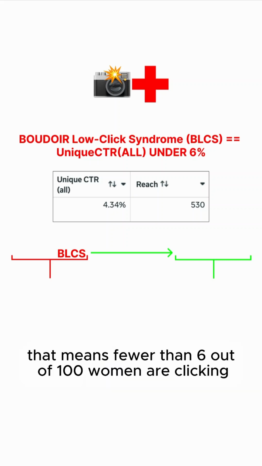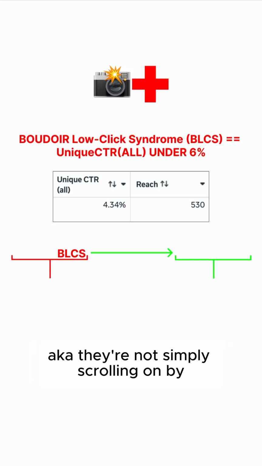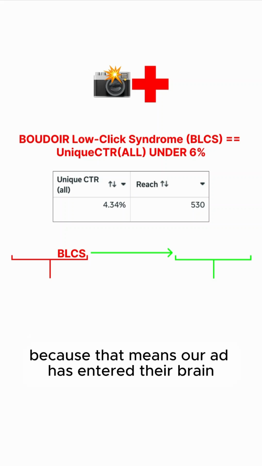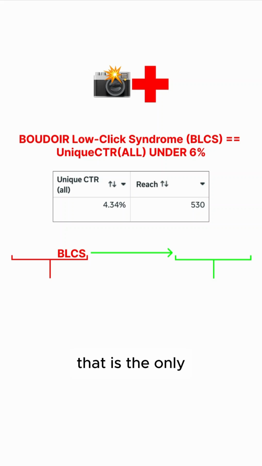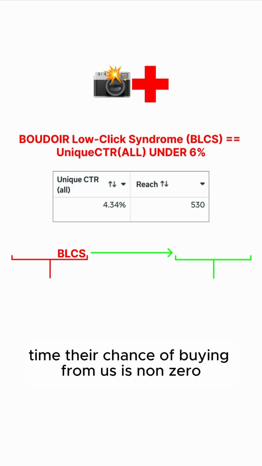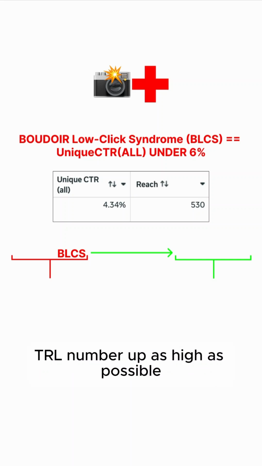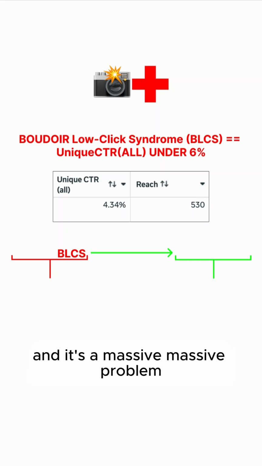That means fewer than 6 out of 100 women are clicking somewhere on our ad, aka they're not simply scrolling on by. And we care about women clicking somewhere on our ad because that means our ad has entered their brain. And we care about that because when our ad enters their brain, that is the only time their chance of buying from us is non-zero. So we've got to get this unique CTR all number up as high as possible, but under 6% is the most common thing I'm seeing, and it's a massive, massive problem.